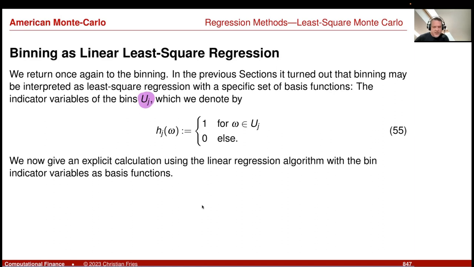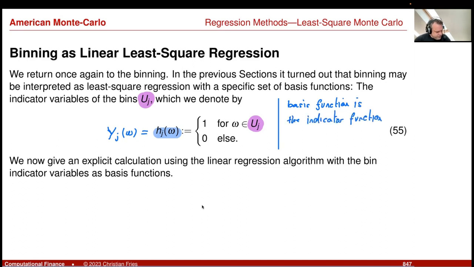So your bin is maybe here u_j, and then for the bin u_j you define your random variable y_j as being the indicator function on this bin. So we have a specific set of basis functions, namely the indicator functions on the bins. So a piecewise constant function on the bins u_j is a linear combination of the corresponding indicator functions. These indicator functions are now our basis functions.